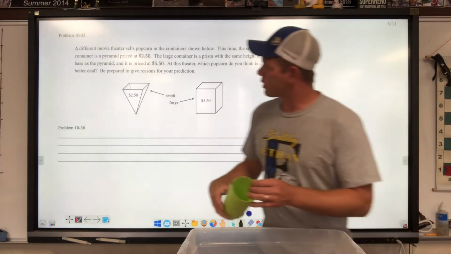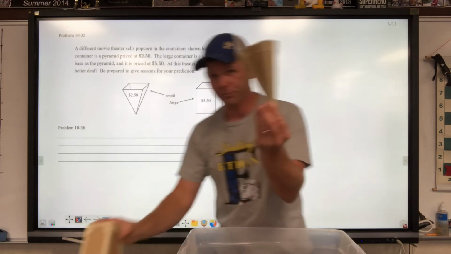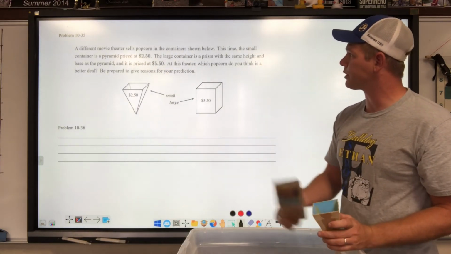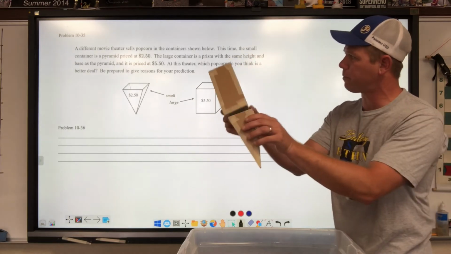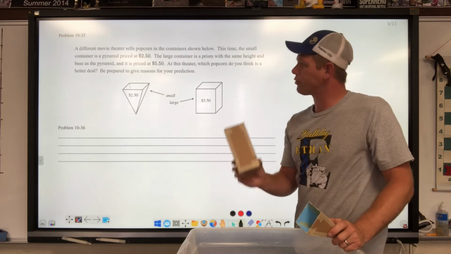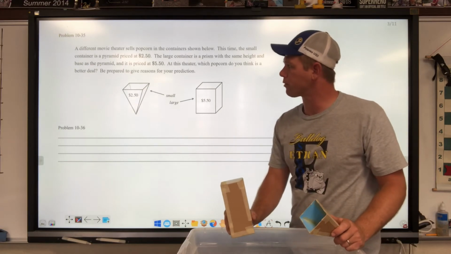This time, the small container is a pyramid priced at $2.50, and the large container is a prism with the same height, same base as the pyramid, and priced at $5.50. At this theater, which popcorn do you think is a better deal? Be prepared to give reasons for your prediction.